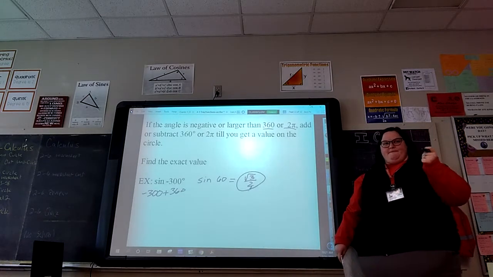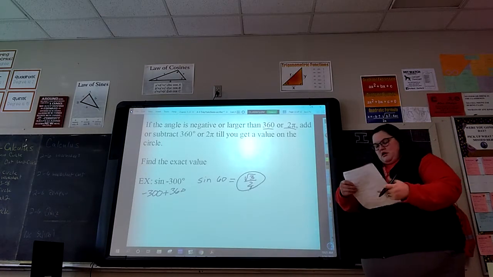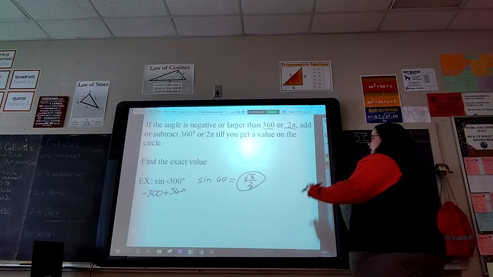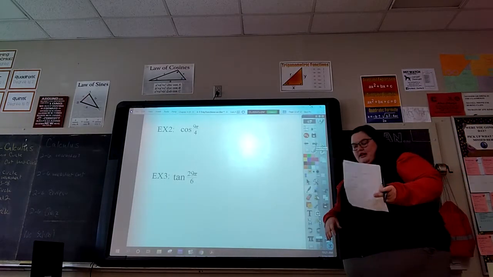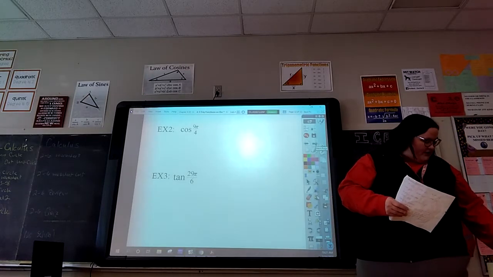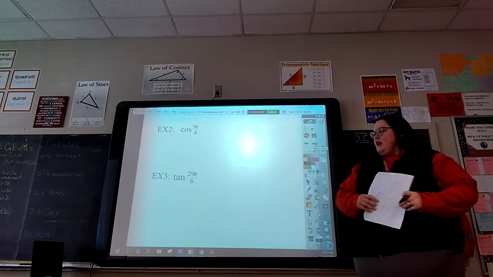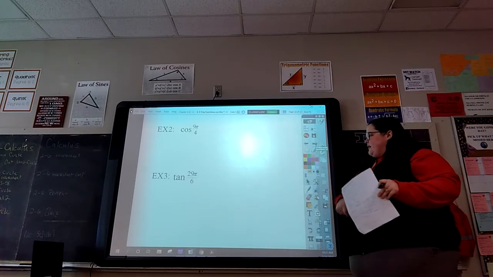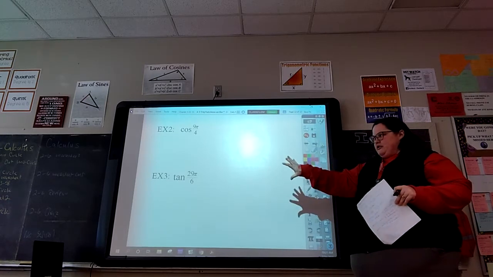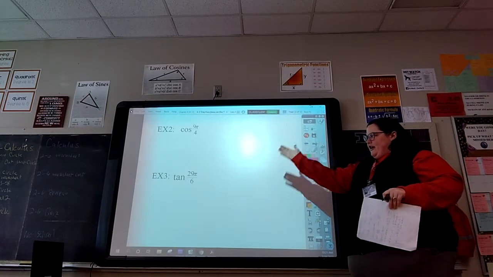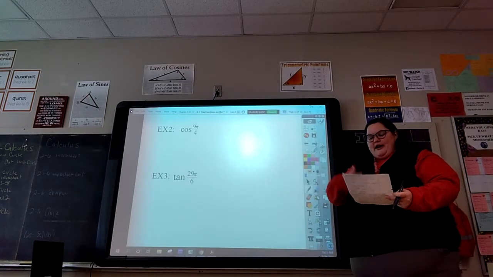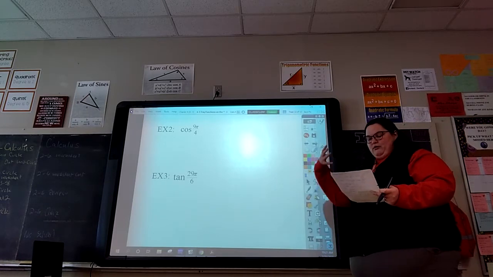That makes sense? So we're just getting used to reading the chart. All we need is a trig value and some angle, and the angle really needs to be on here in order for this to work. Okay, so we've got two more that we're going to do, and then we'll have a worksheet, and it's just over these things where I give you a trig value, an angle, and you have to find the angle and the value from the chart.